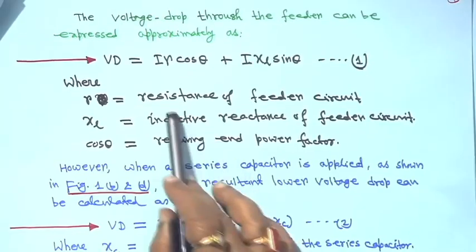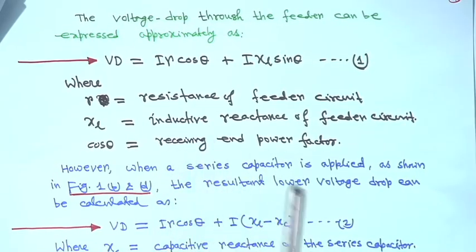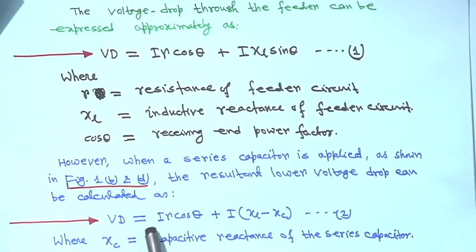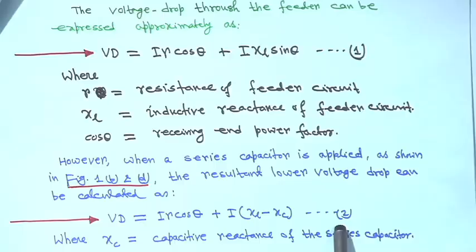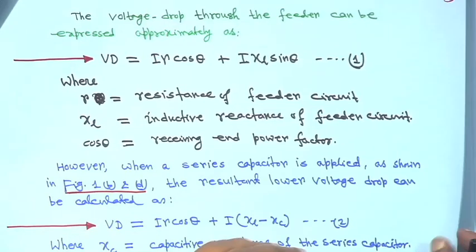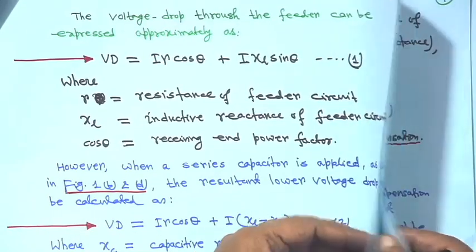Similarly, all the nomenclature is given. For the other case, we have also seen that the voltage drop is approximately equal to IR cos theta plus I (XL minus XC). This is equation 2, where XC is the capacitive reactance of the series capacitor. This we have already seen.